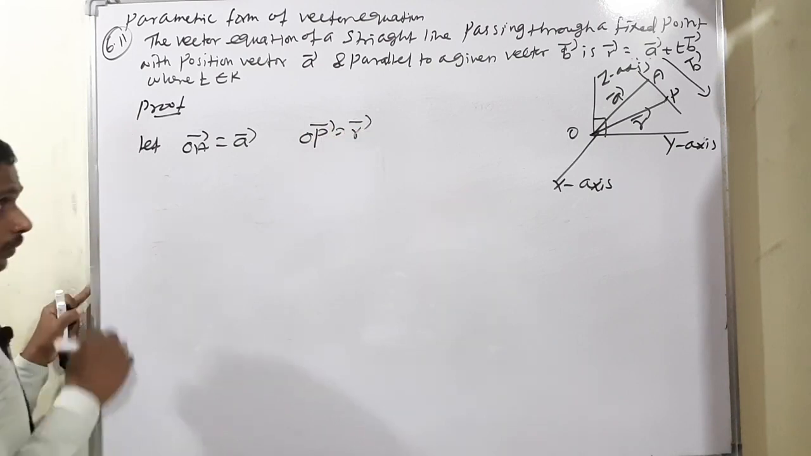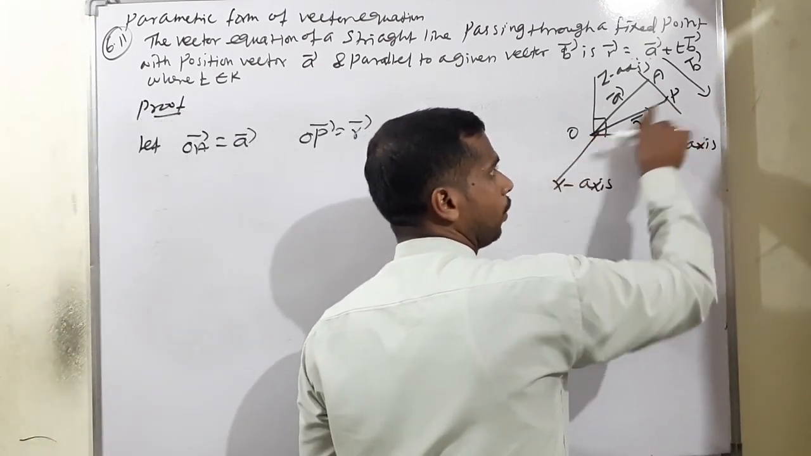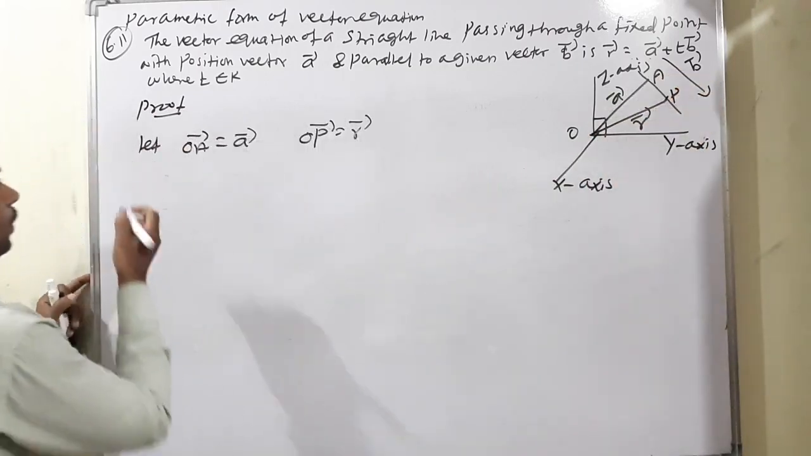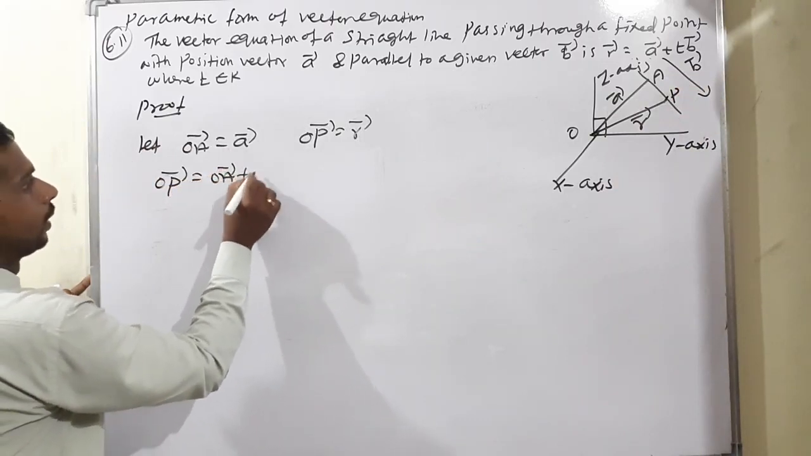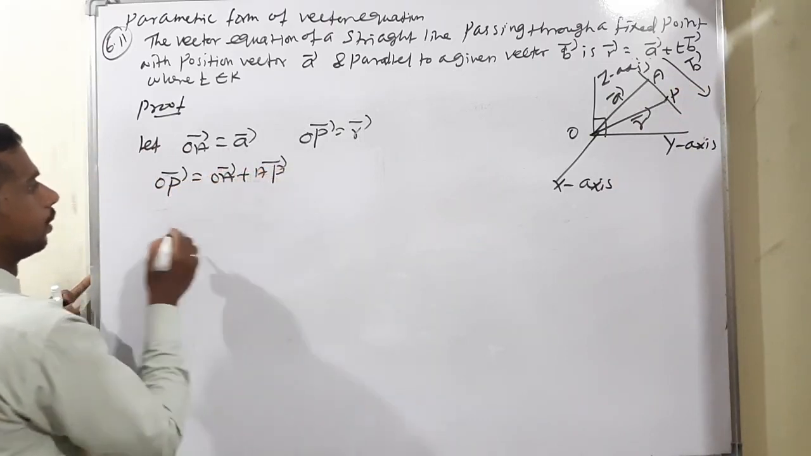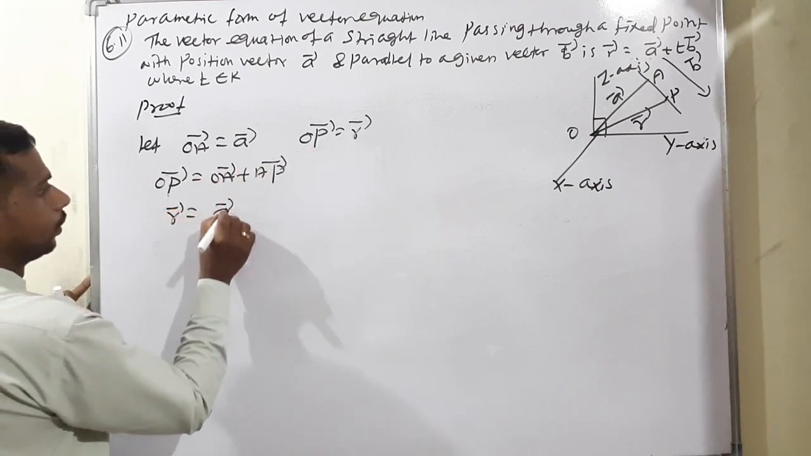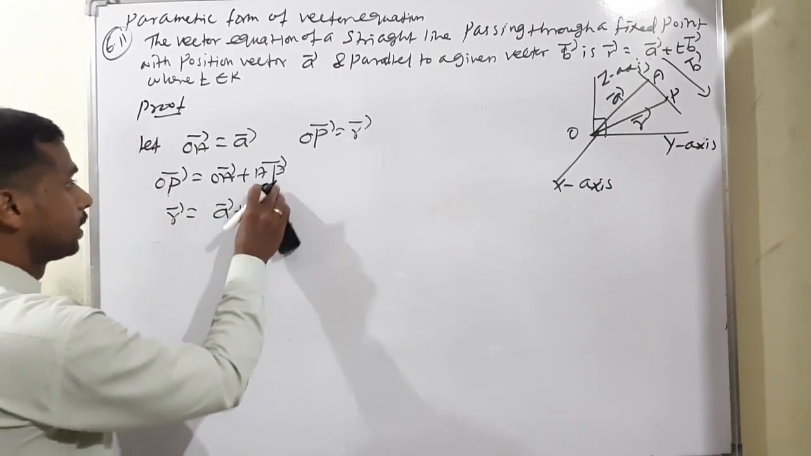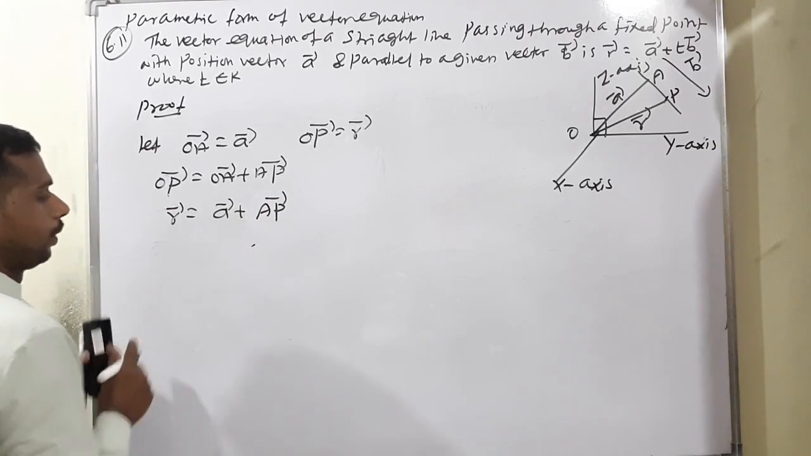Therefore, according to the triangle law, OP vector means OA vector plus AP vector. So we can write OP vector is equal to OA vector plus AP vector. What is the meaning of OP? R vector. R vector is equal to A vector plus AP vector. We don't know the AP vector, that's why we have written it.